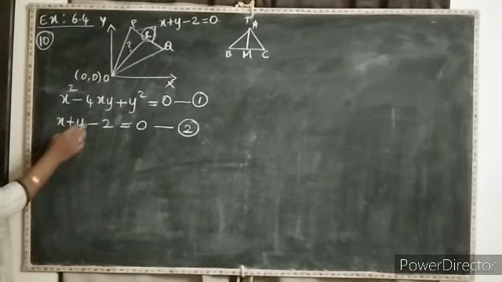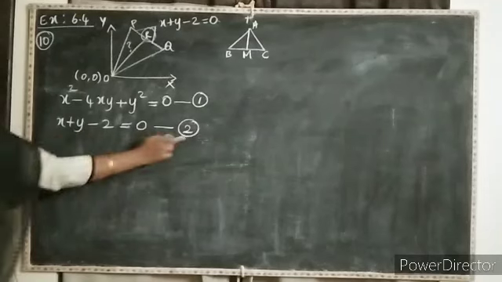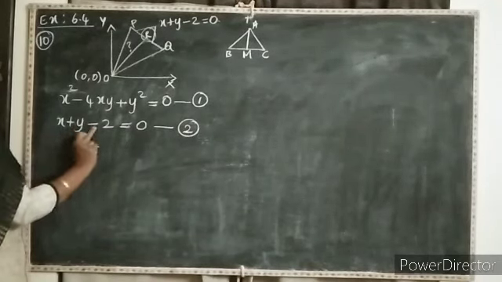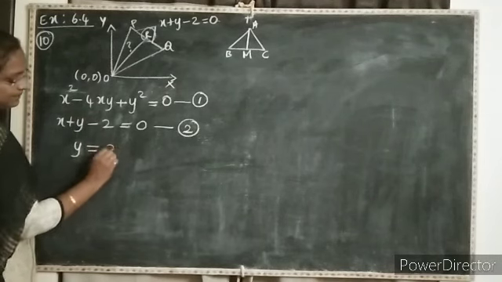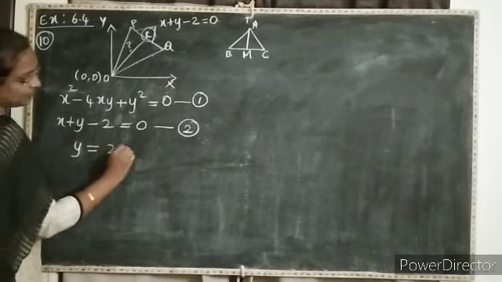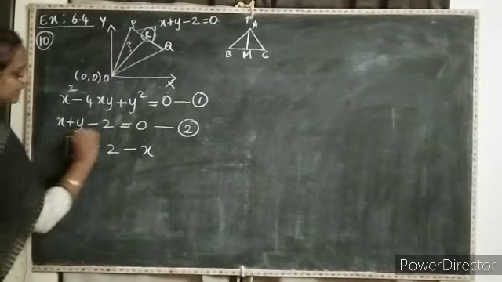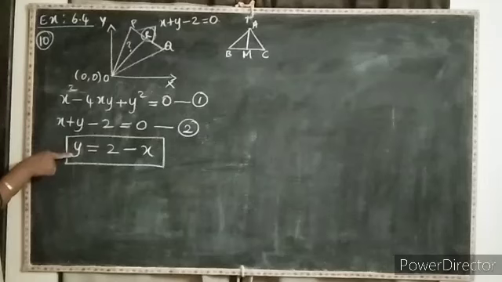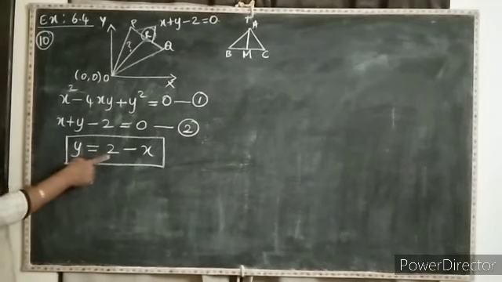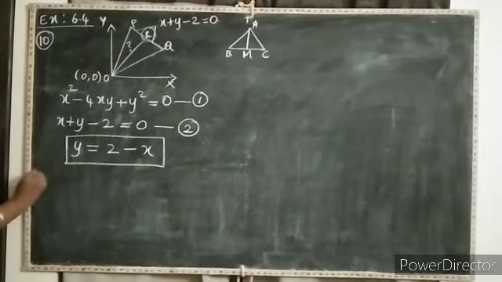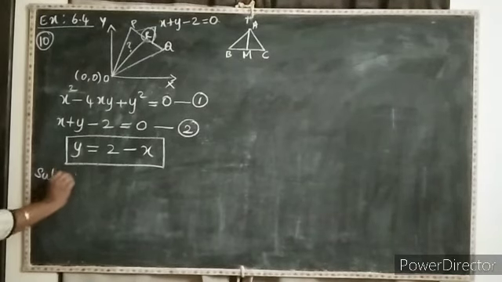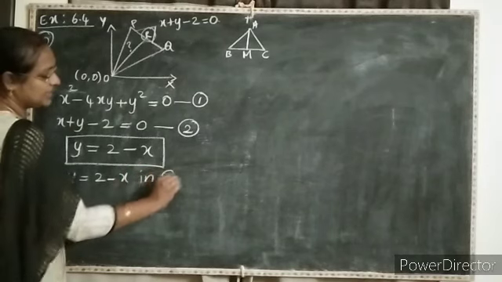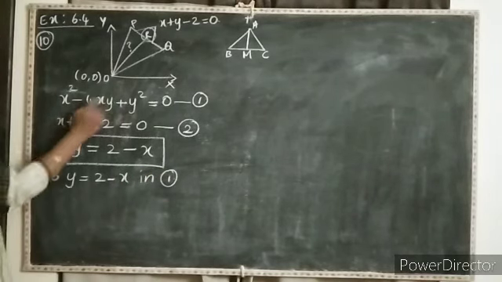So what does the substitution method say? In this equation, instead of y, if the minus 2 goes to that side, it becomes plus 2, and if x goes to that side, it becomes minus x. So in the first equation, instead of y, I am going to substitute the value 2 minus x. So substitute y is equal to 2 minus x in the first equation.